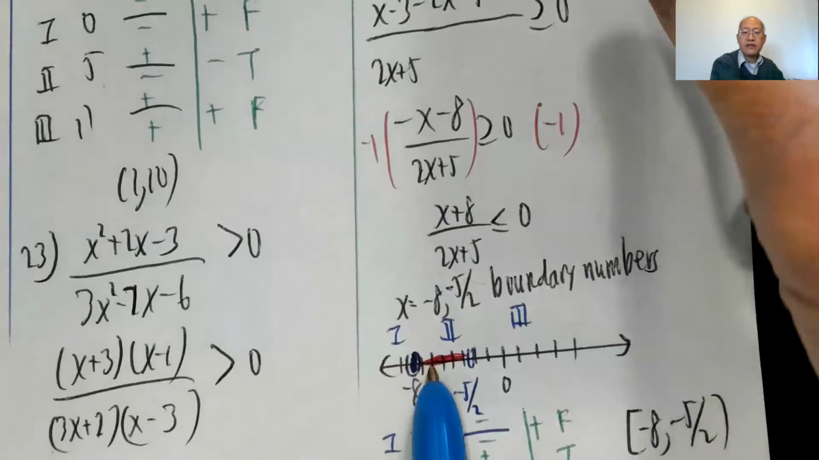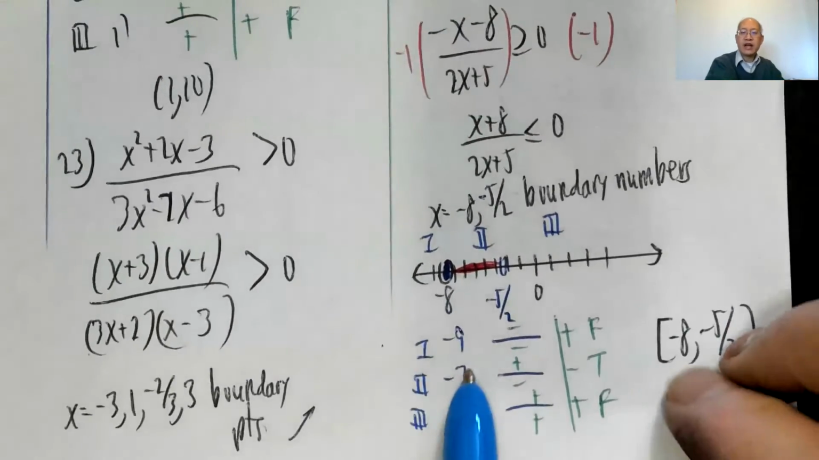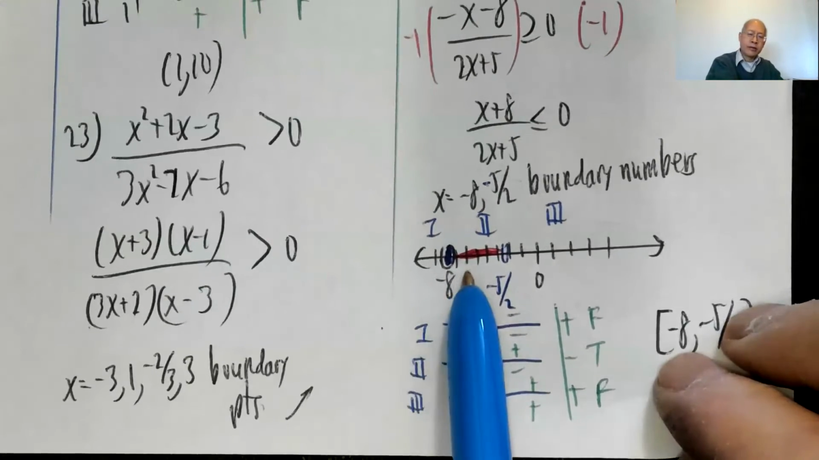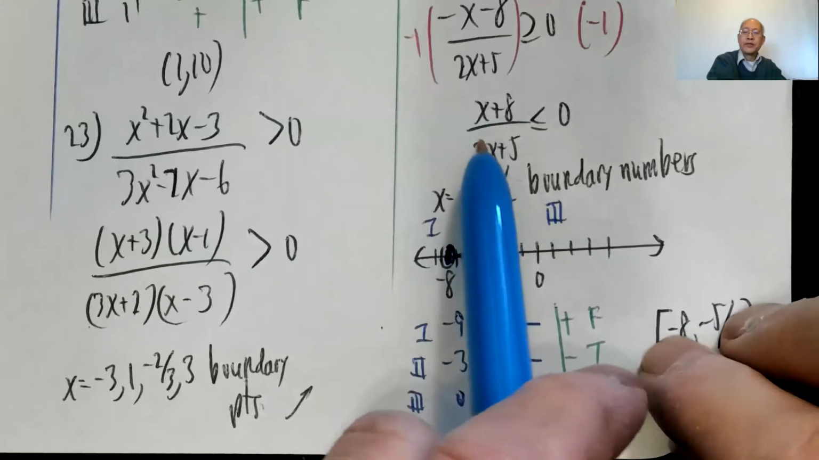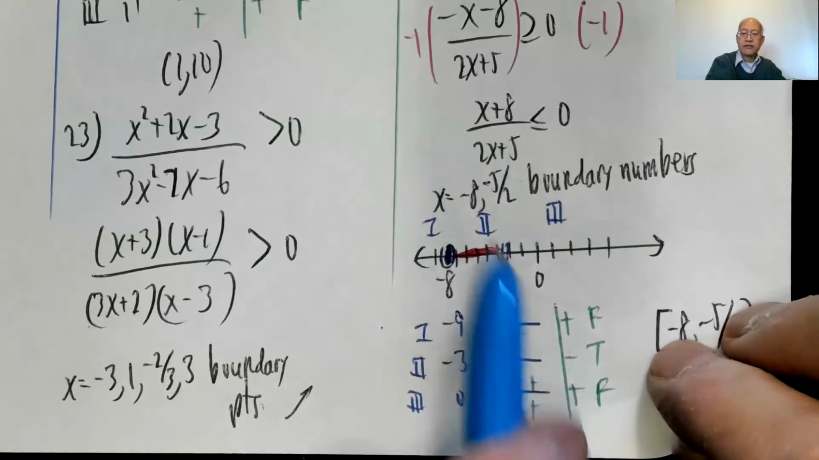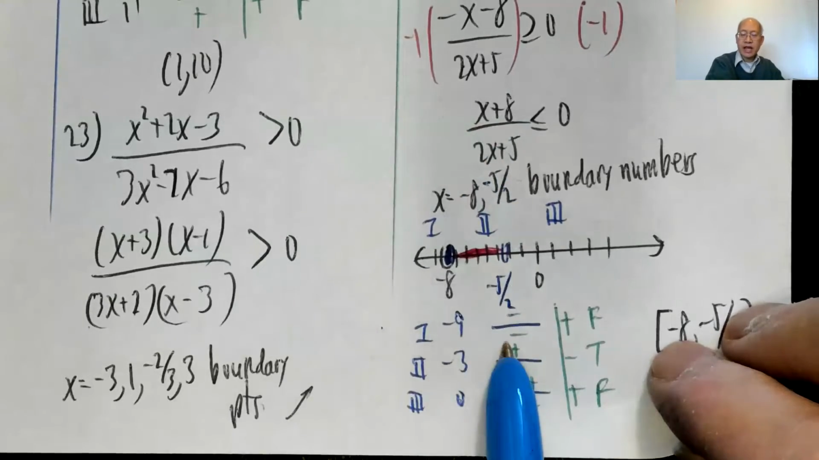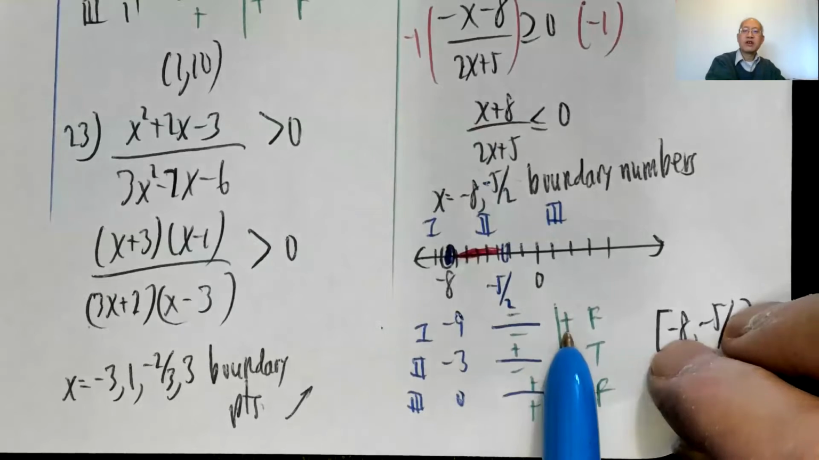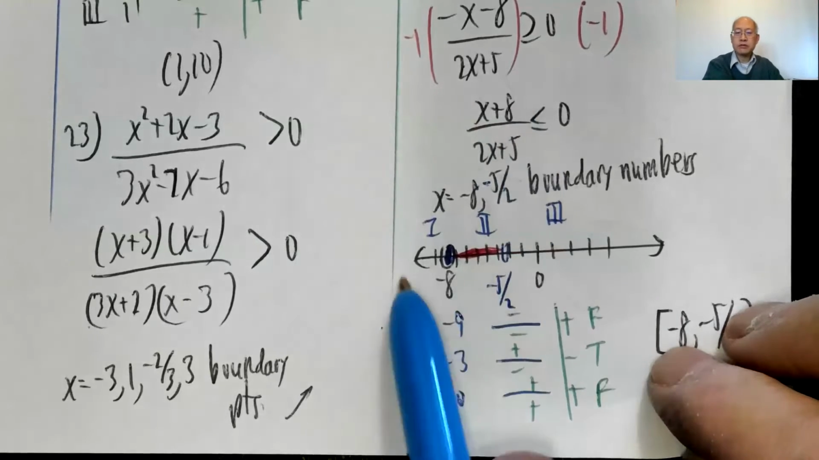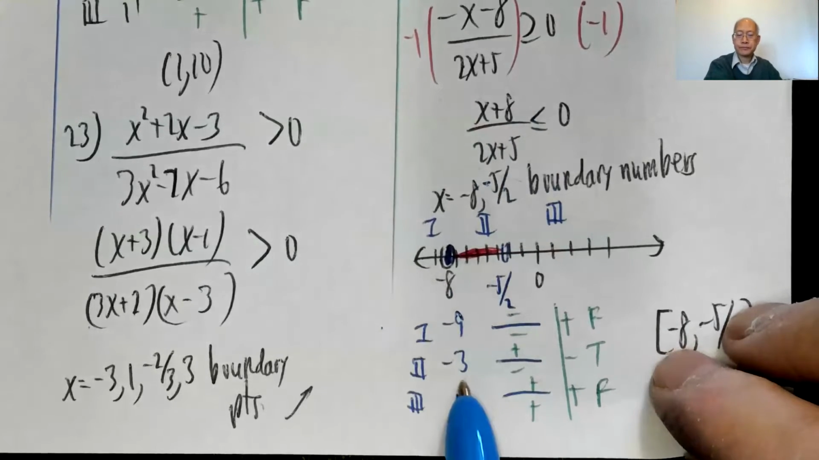Okay, so negative 8 and negative 5 halves. So negative 9, negative 3, 0. Negative 9 plus 8, negative. 2 times negative 9 plus 5, negative. Negative divided by negative, positive. Positive less than or equal to 0. That's false. Do not shade in region 1.